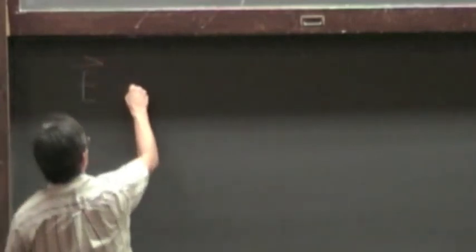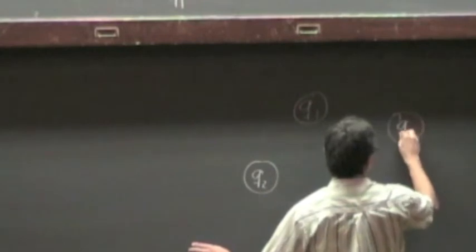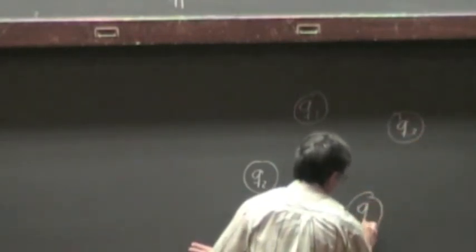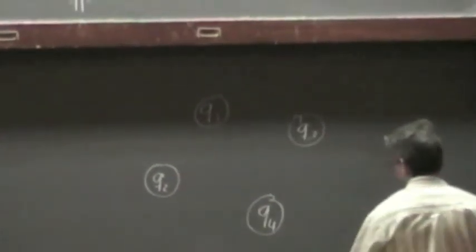So last time I wrote an equation for the electric field. Let me remind you of the setup. We had some charges, Q1, Q2, Q3, Q4, and we brought a test particle here. And we looked at all the forces acting on the test particle, right?